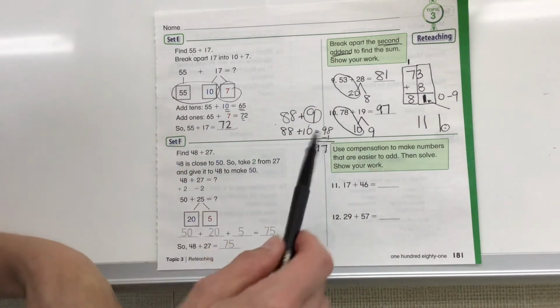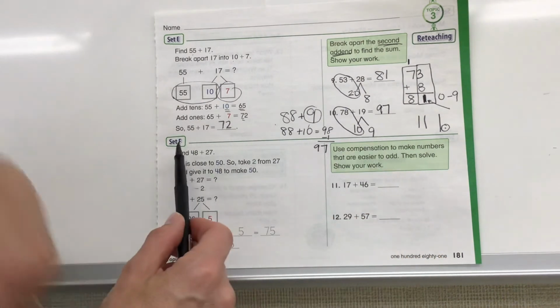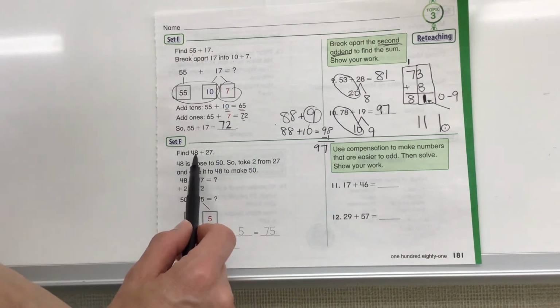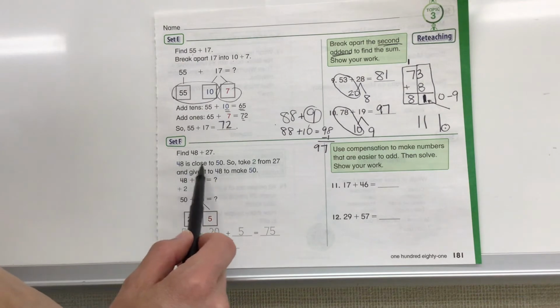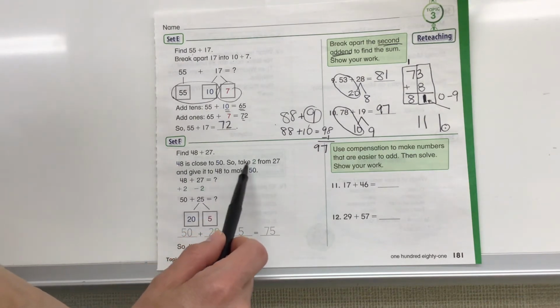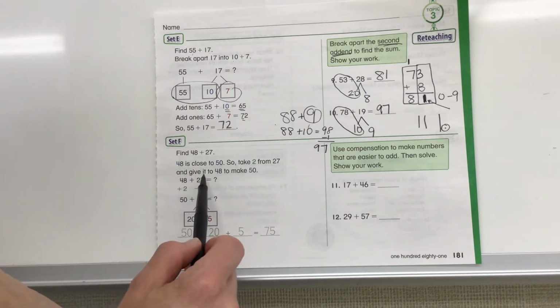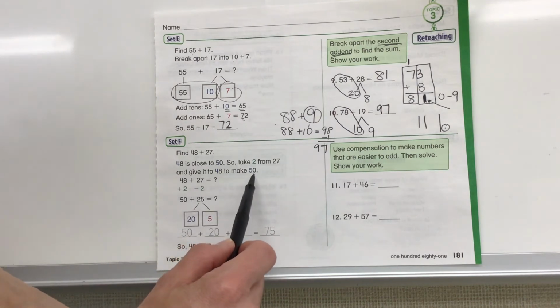So I can think mentally in my head a shortcut and then count 1 backwards, however many when I went up. All right, now we're going to be using compensation here for set F. Find 48 plus 27. 48 is close to 50, so take 2 from 27 and give it to 48 to make 50.